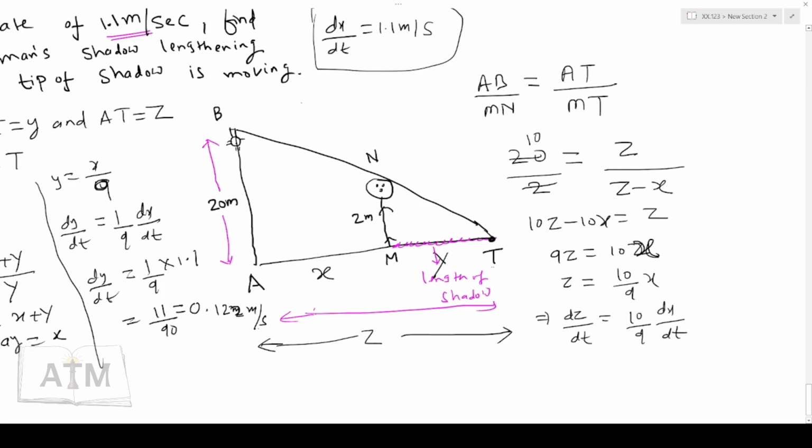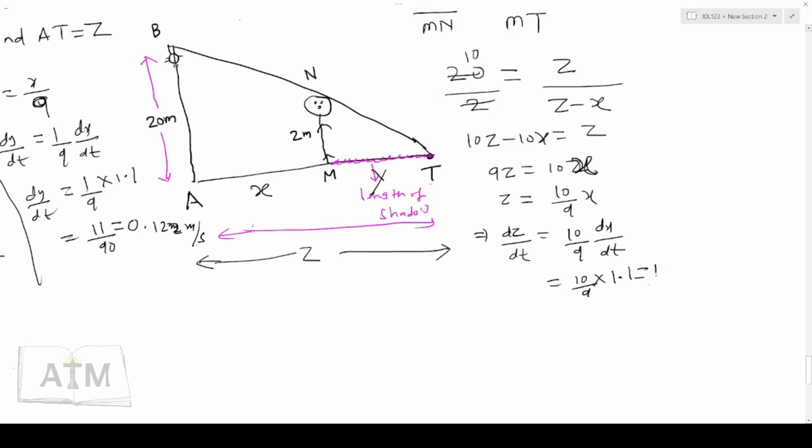dz by dt gives how fast the tip of the shadow is moving. So that is 10 upon 9 multiplied by 1.1, which equals 1.22 meters per second.